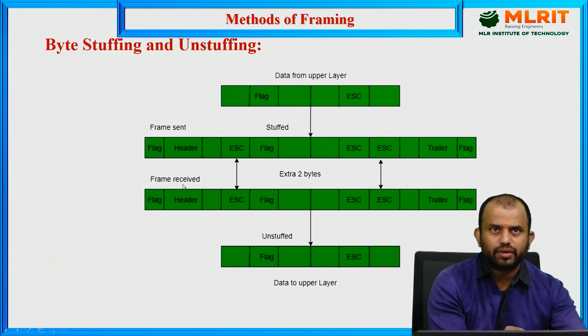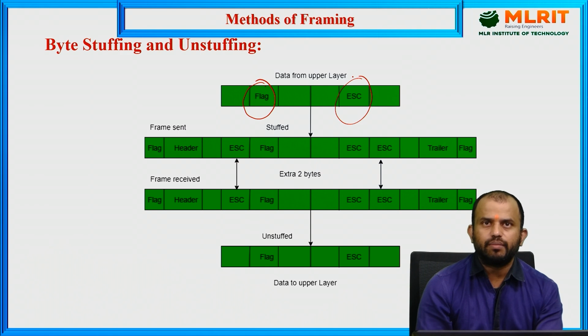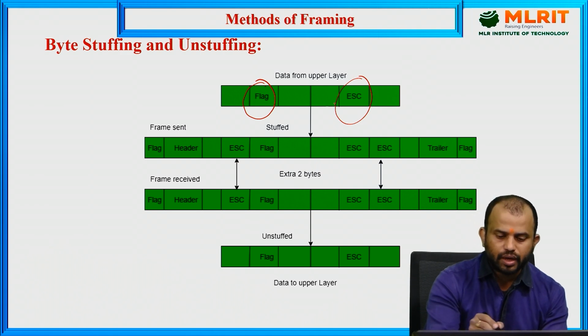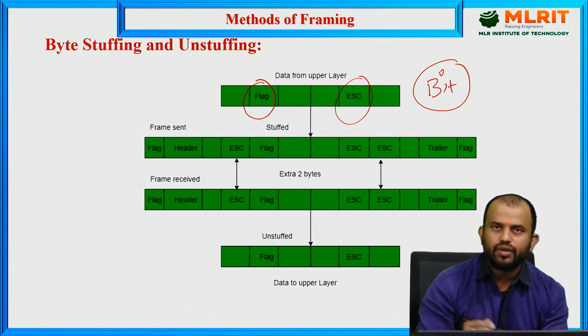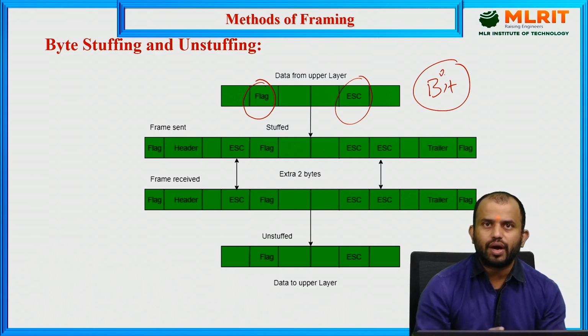What information do we transmit? The flag value and the escape value. The information is transmitting, and here we insert n number of bits. We are discussing how the information is transmitted, and at the same time the unstuffing mechanism as well.